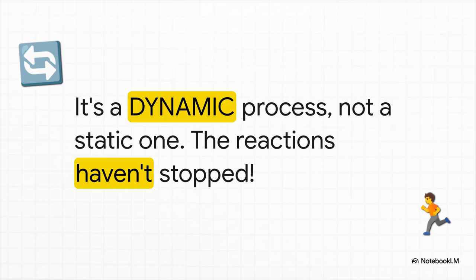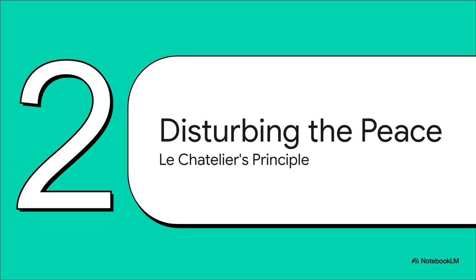Imagine a perfect tug of war. Both teams are pulling with exactly the same force. The rope isn't moving, right? But are the teams still pulling? You bet they are. There's a ton of action, just no overall change. That's our equilibrium.